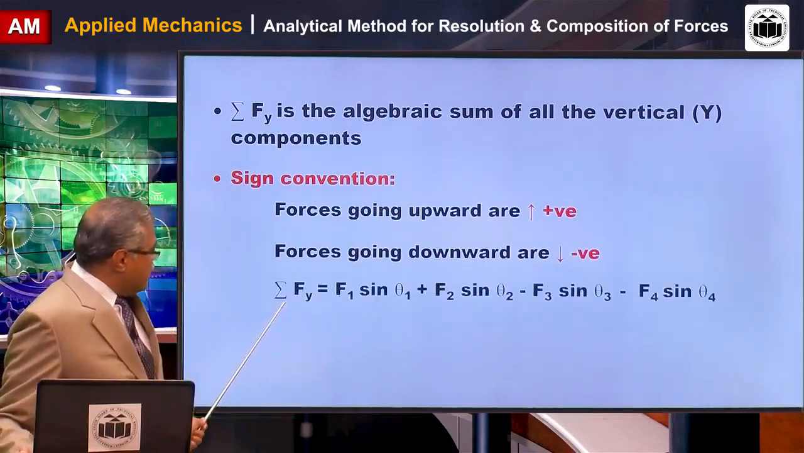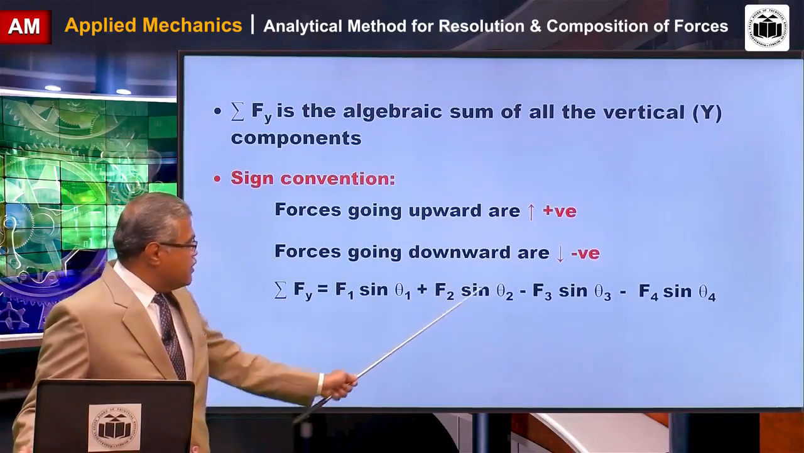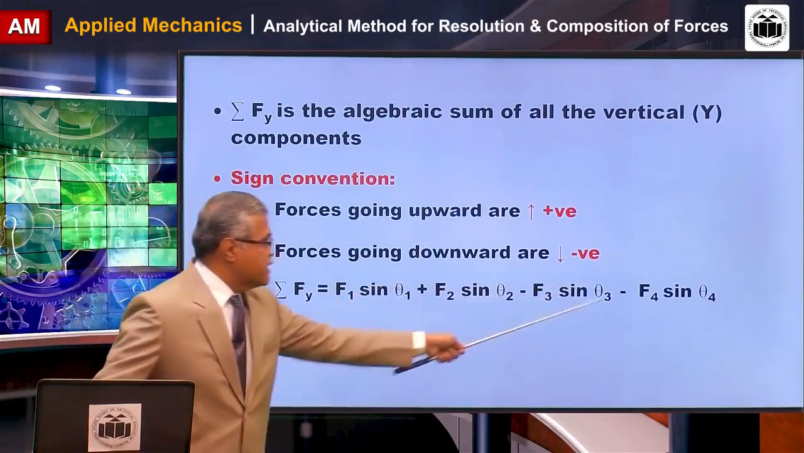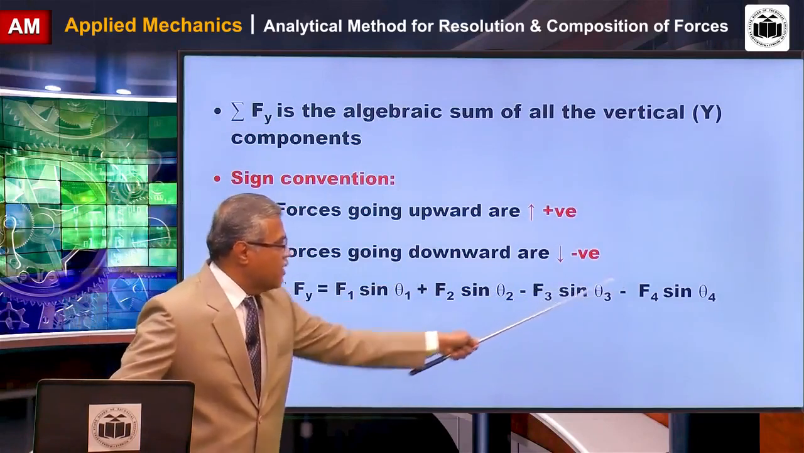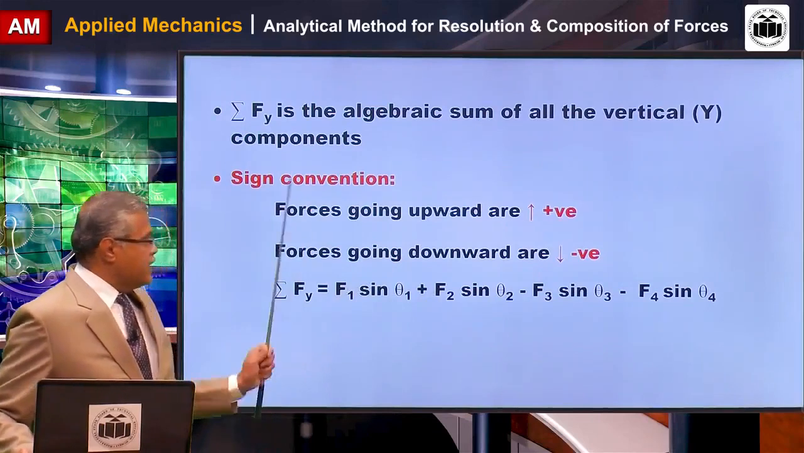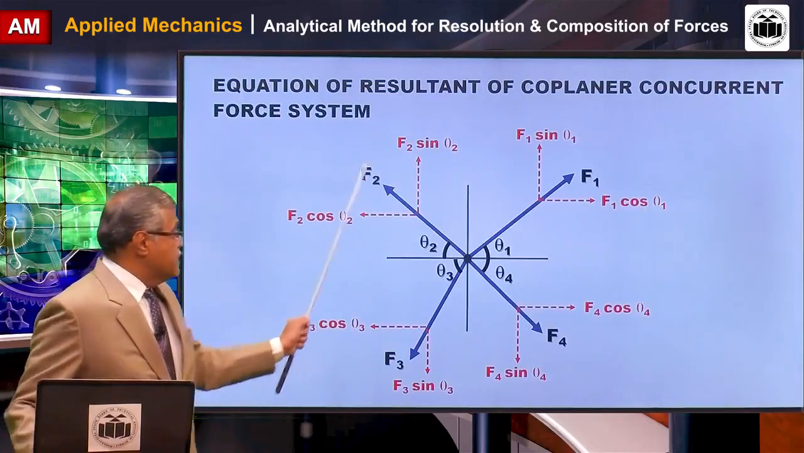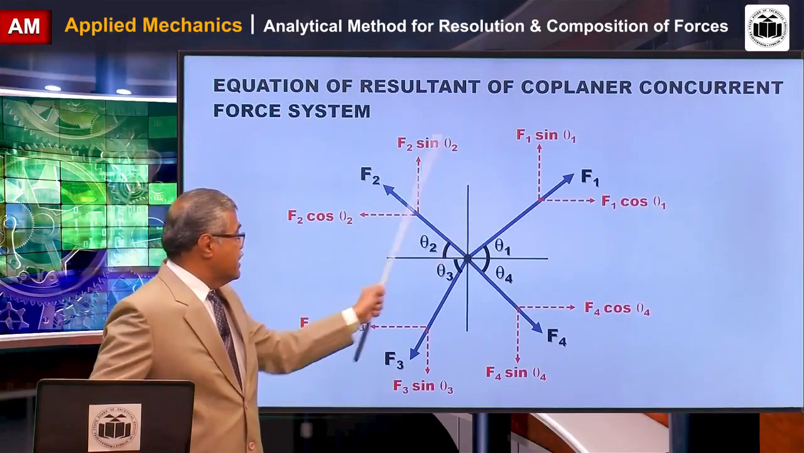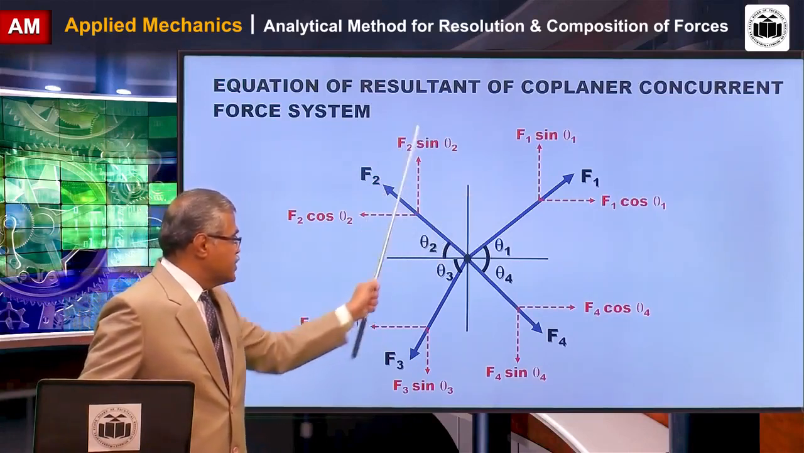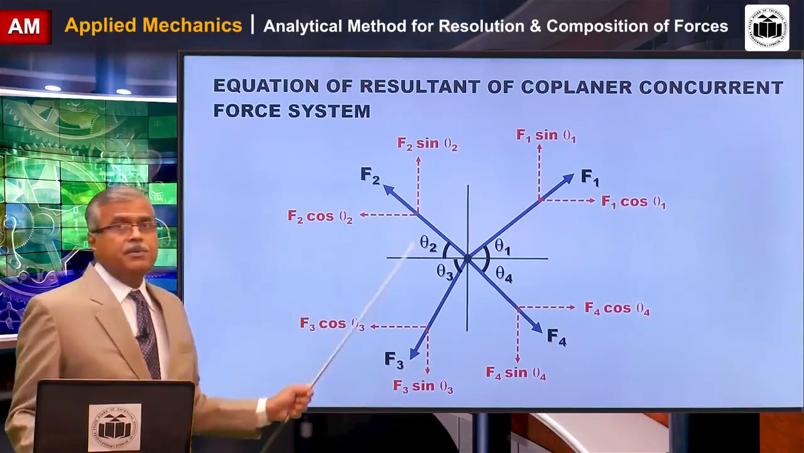So accordingly, we have got the equation of summation Fy as F1 sin theta 1 plus F2 sin theta 2 minus F3 sin theta 3 minus F4 sin theta 4. Here the negative sign is there, therefore these two components are in downward direction and these two components are in upward direction. That can be seen again over here. The components F1 sin theta 1 and F2 sin theta 2 are in upward direction, therefore they are positive. Then F3 sin theta 3 and F4 sin theta 4 are in downward direction, so they are negative.